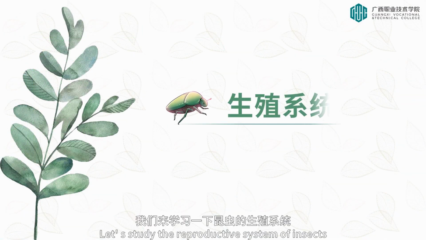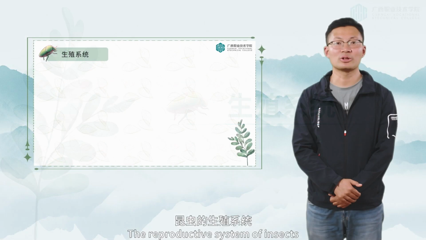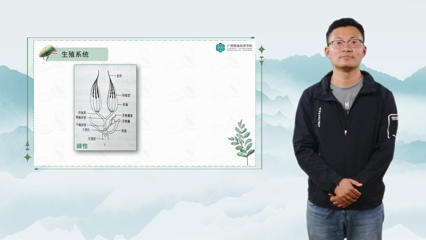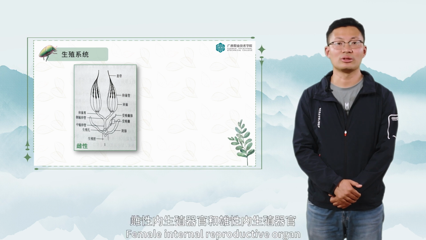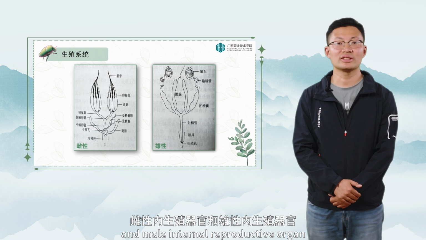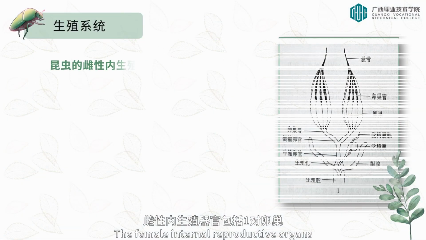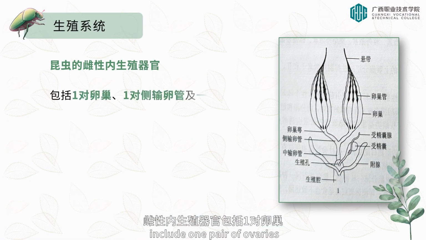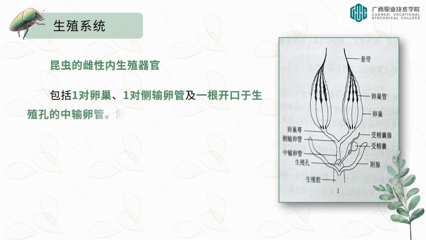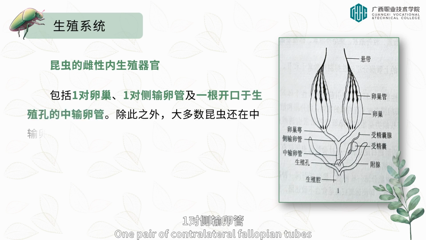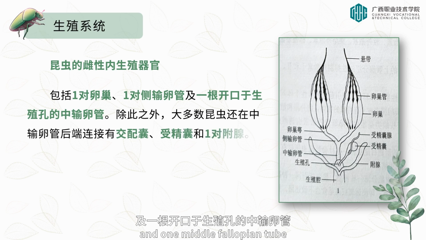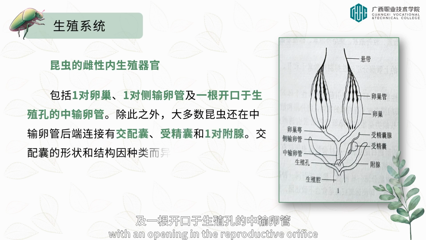At last, let's study the reproductive system of insects. We need to distinguish the female internal reproductive organ and the male internal reproductive organ. The female internal reproductive organs include one pair of ovaries, one pair of lateral fallopian tubes, and one middle fallopian tube with an opening in the reproductive orifice.